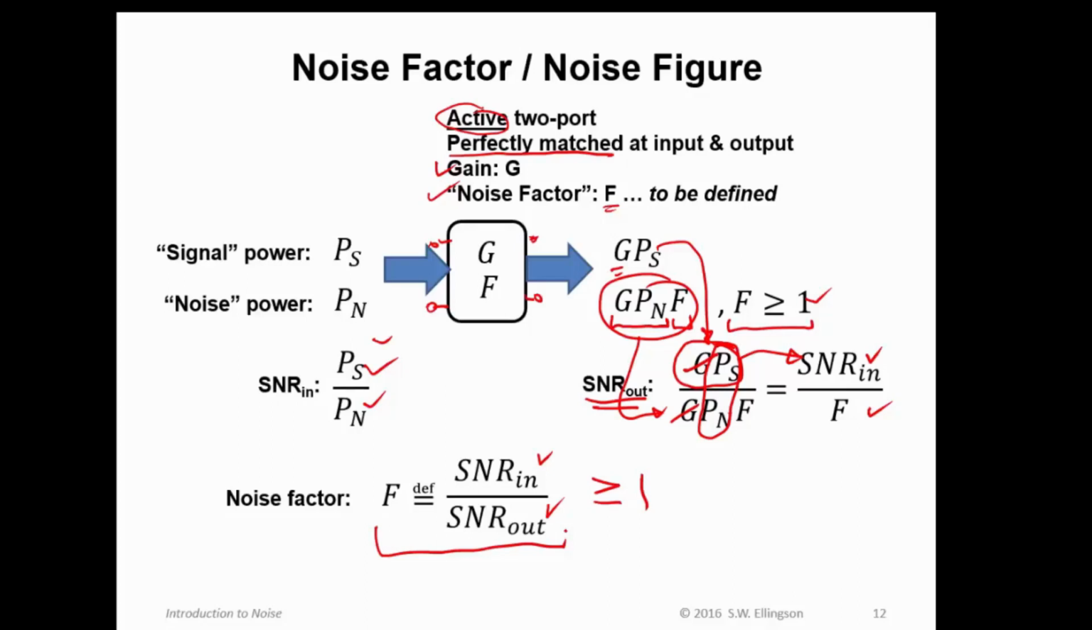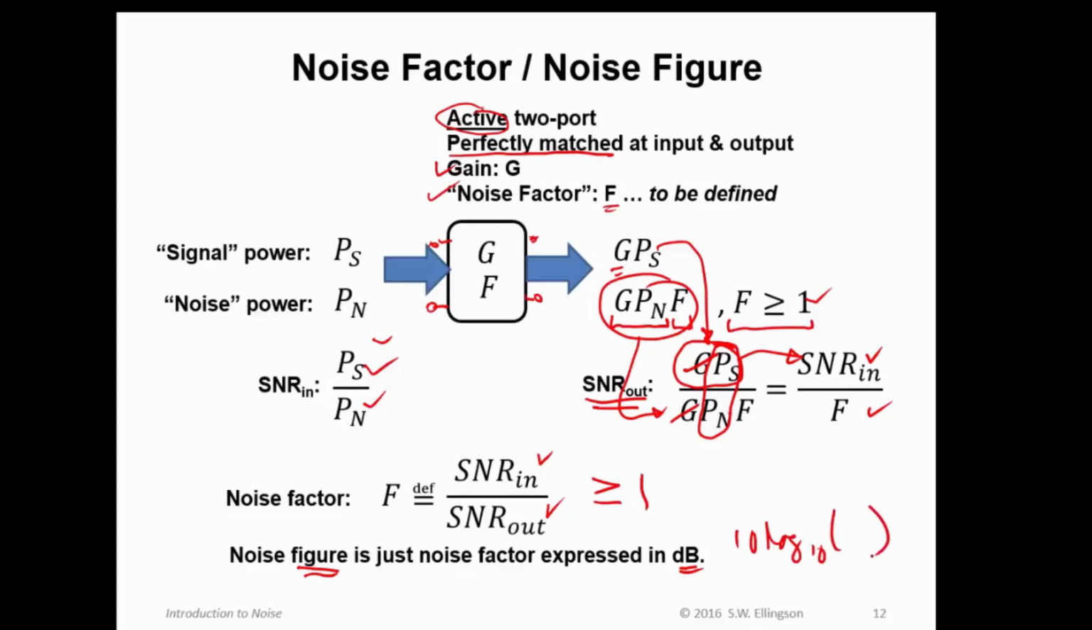F is noise factor. Now noise figure is really the same thing. We just express it in dB. So we take 10 times log base 10 of that same quantity, and that's noise figure. Now it's a little bit goofy here. This is a case where we call something by different names simply because we expressed it in dB. Nevertheless, it is traditional to do this. So noise factor implies a linear quantity. Noise figure implies the decibel equivalent of that linear quantity.